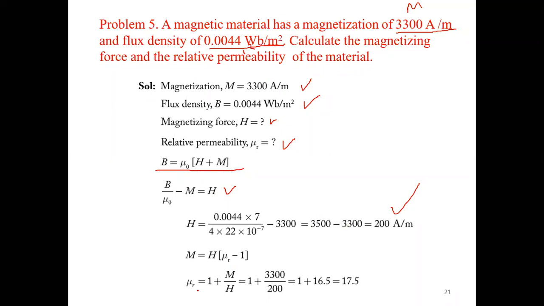So you can calculate H from this relationship. And once you know H, then from here we can calculate the relationship between M and H. From here we can calculate mu r. Mu r equals 1 plus M by H, which is 17.5.